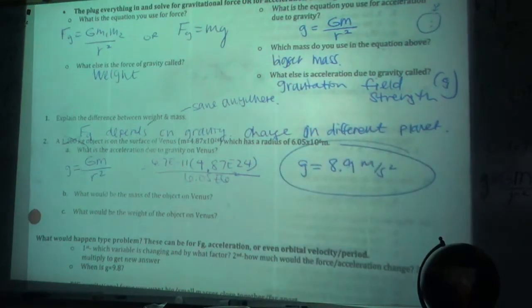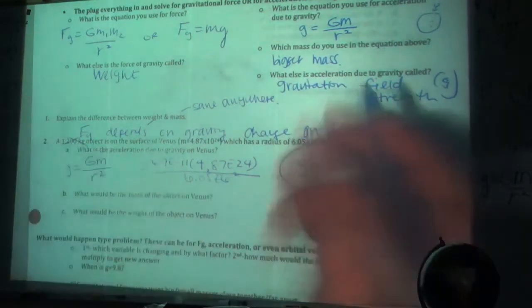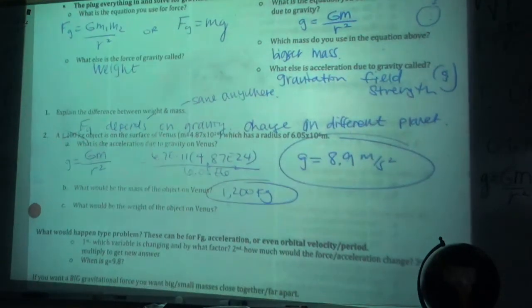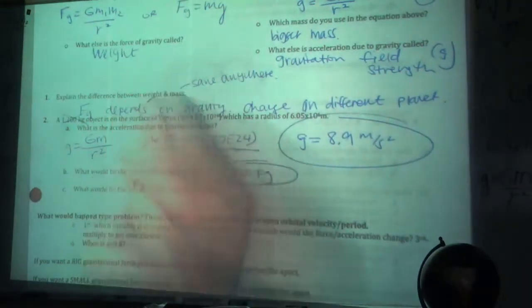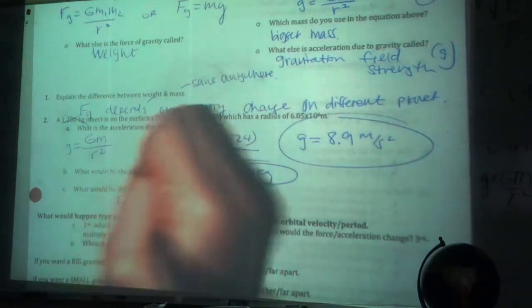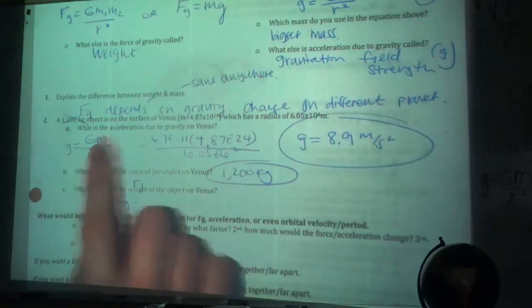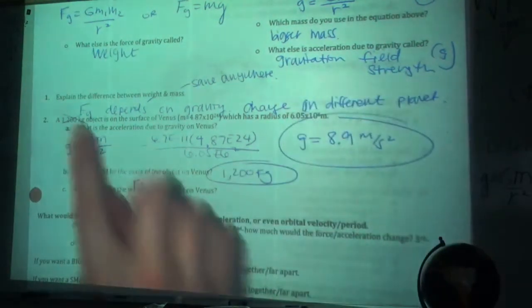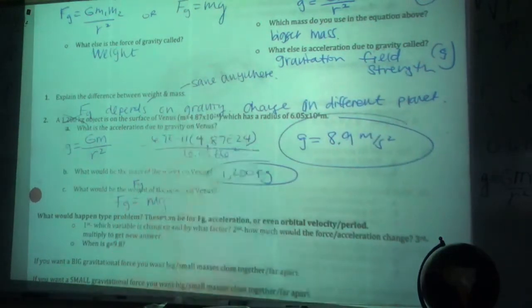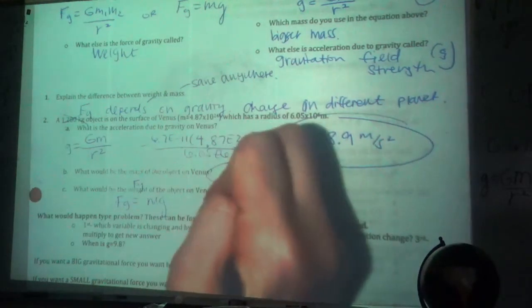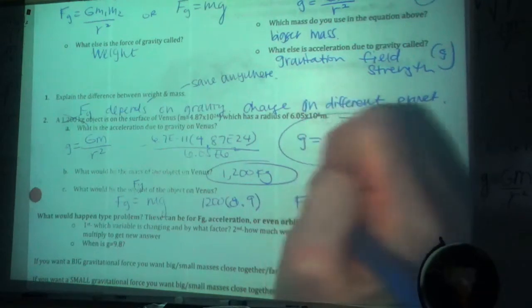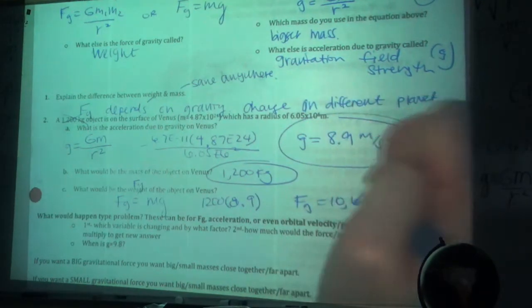The mass of the object on Venus, well, its mass isn't going to change. It's still going to be the 1,200 kilograms. The weight of the object, weight is asking for the force of gravity. So I could plug into G m1 m2 over r squared, plugging in exactly like I did here, but adding the m2, which is the mass of the object. Or you can just do the mass of the object times the gravitational acceleration, which is what I'm going to do to save time. How much is it? It's 8.9. And that's going to give me a weight of 10,697 newtons.